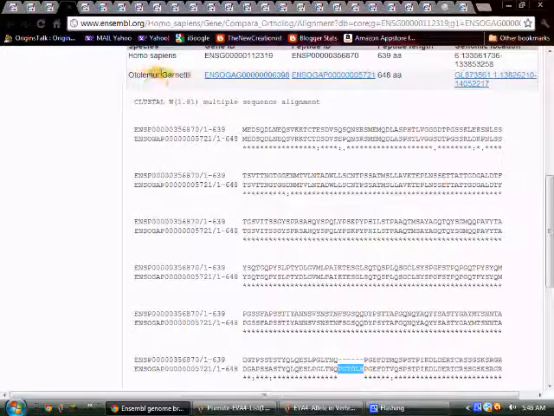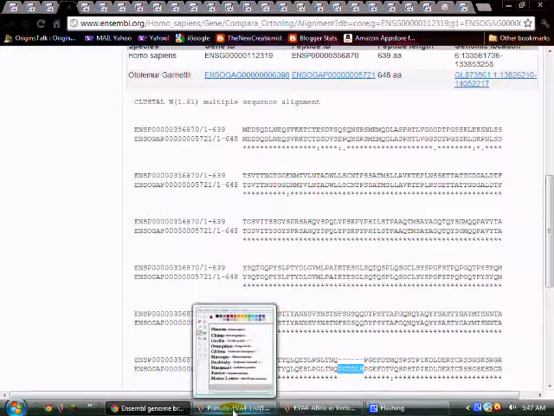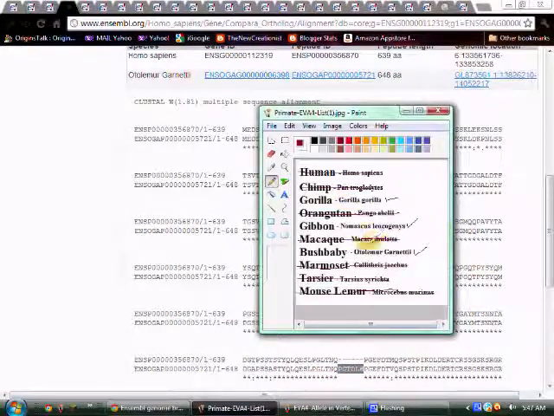Here we have for Otolemur garnettii, we see the PGT-DLH as an insertion. So it's present in Otolemur, which is bush baby, and I've already gone through the list. It's not in human, it's not in chimp, it is in gorilla. The sequence is not in orangutan, it is in gibbon, which is Nomascus. It's not in macaque, it is in bush baby, which we just looked at here.